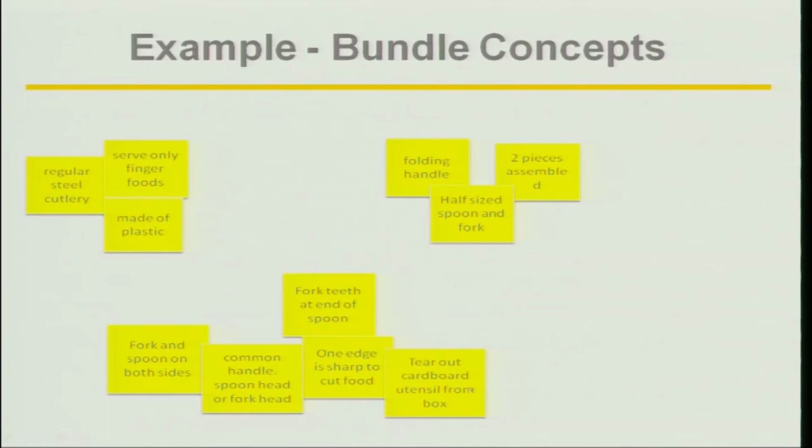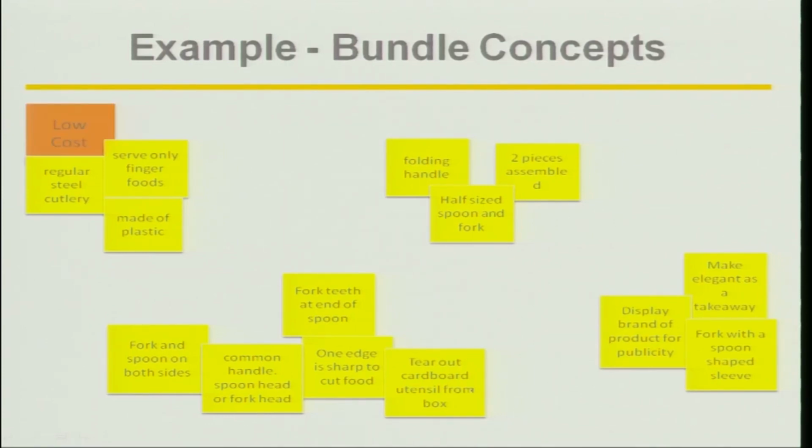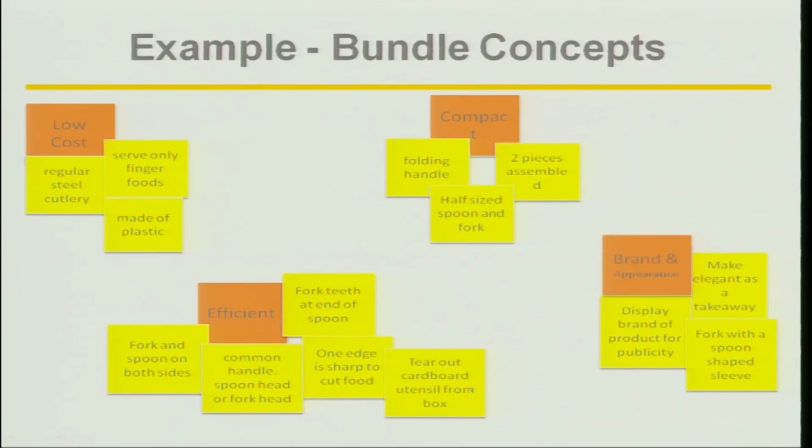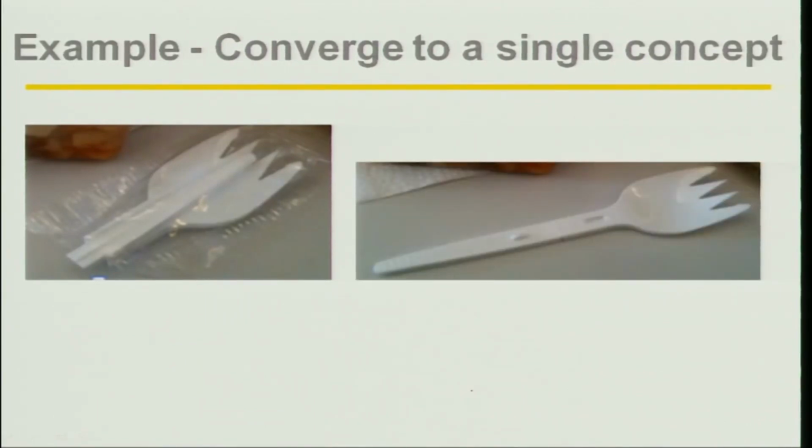So how do we bundle these concepts? So we take these and then we start clustering them, things that seem to look like they belong together, right? And then we start giving names to those clusters: low cost, compact, efficient, brand and appearance. So these are the specific names that we give to the clusters, right? And then we know what the solution is.